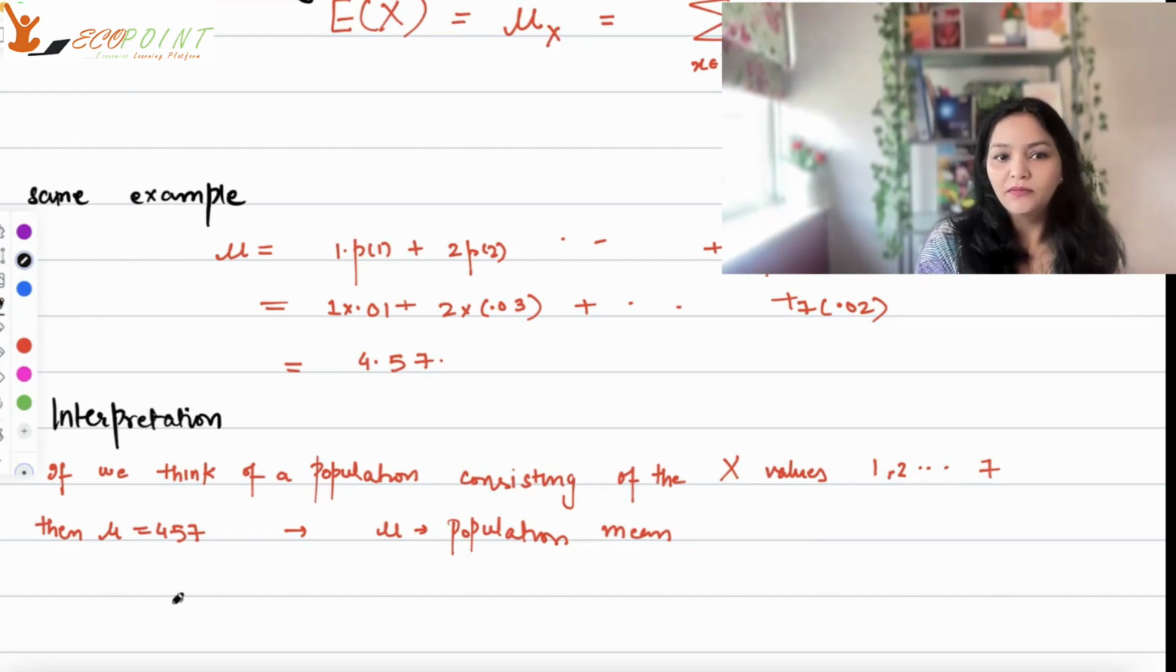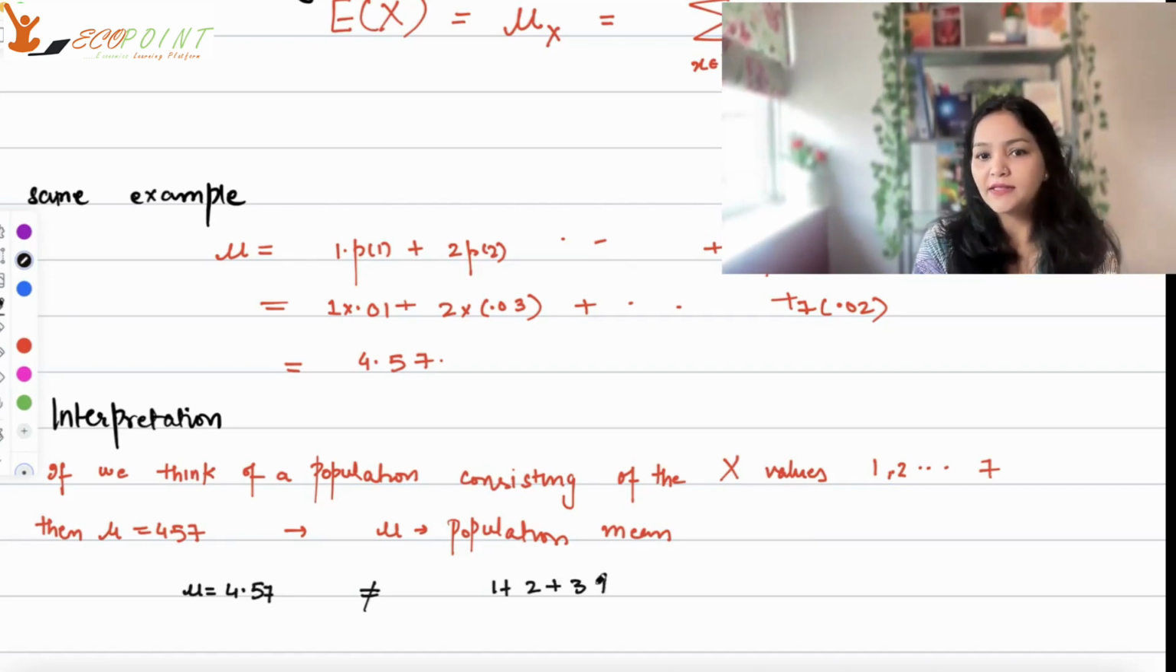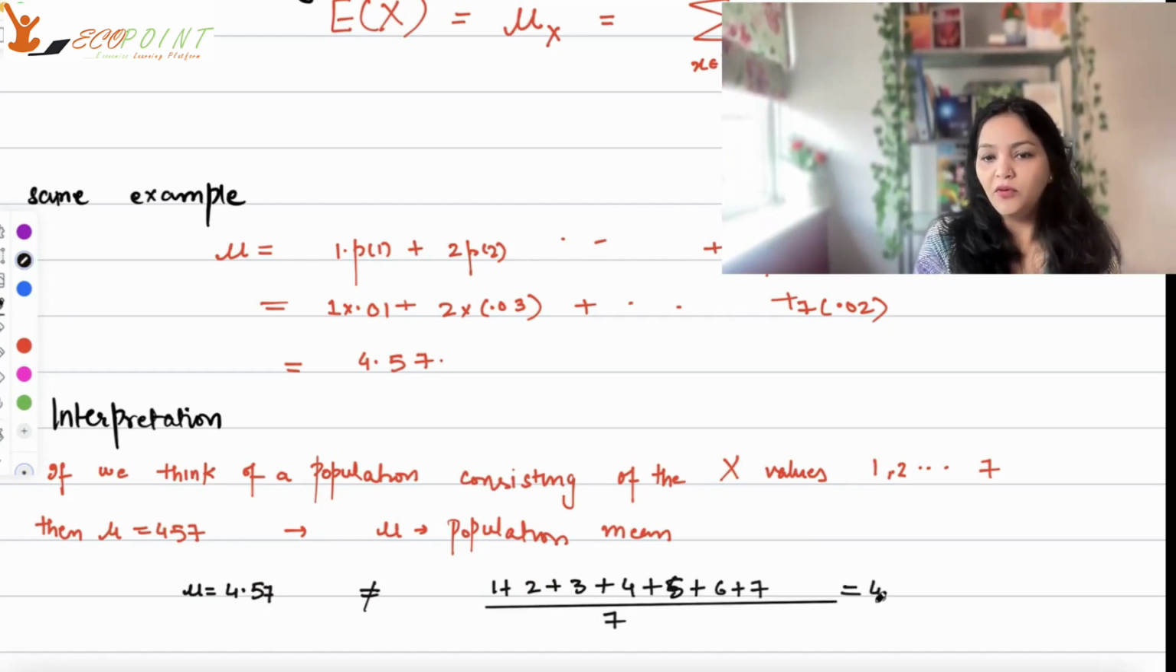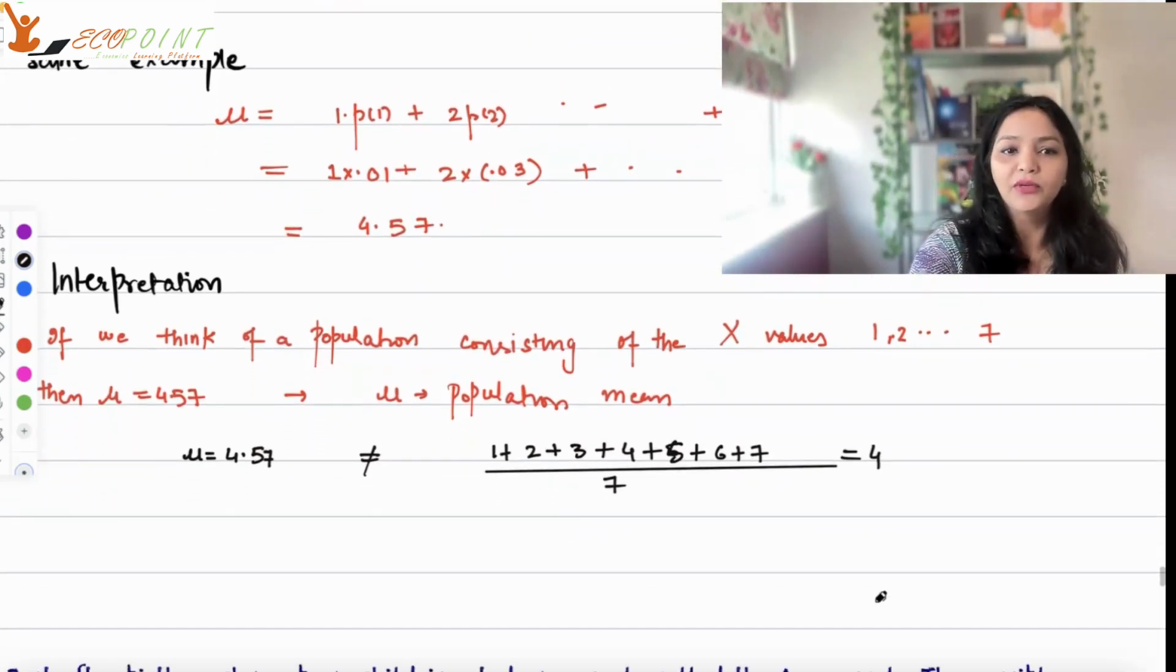Also observe your mean mu equal to 4.57 is not equal to the mean of 1, 2, 3, 4, 5, 6, 7, which we are taking. This would be 4. But your mean for this population is not 4 because there is more weightage given to the values 3, 4, 5, 6. So it is not plain just the average of x. That's very important for you to understand.